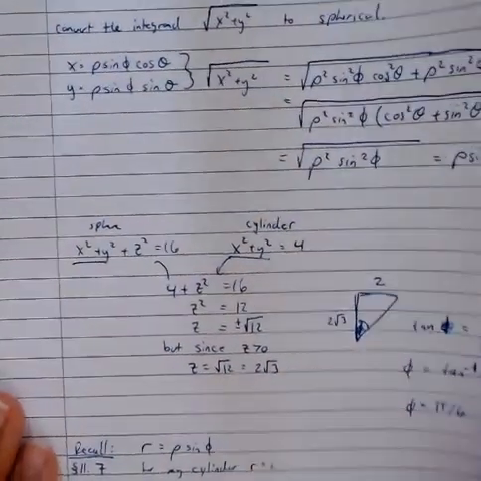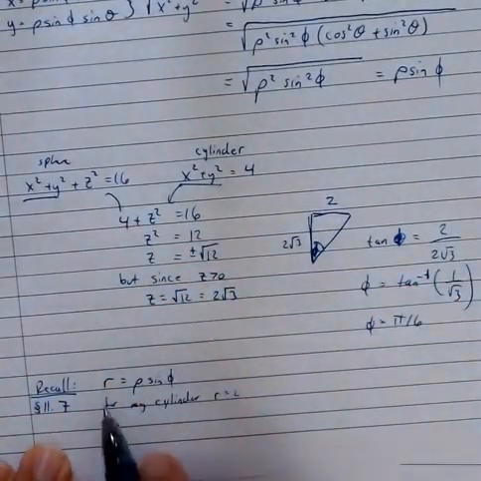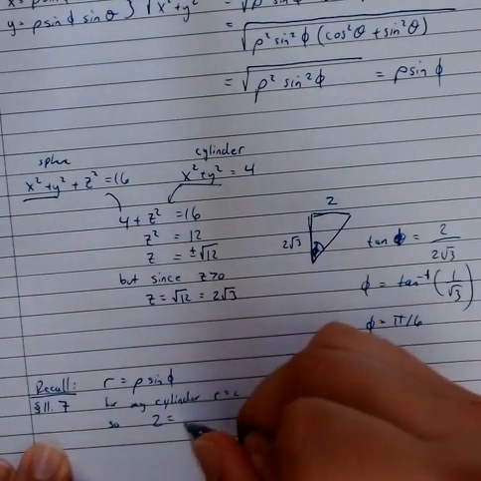So for my cylinder, R is equal to 2, which means that instead of saying generically R equals rho sine of phi, what I can say is 2 equals rho sine of phi.